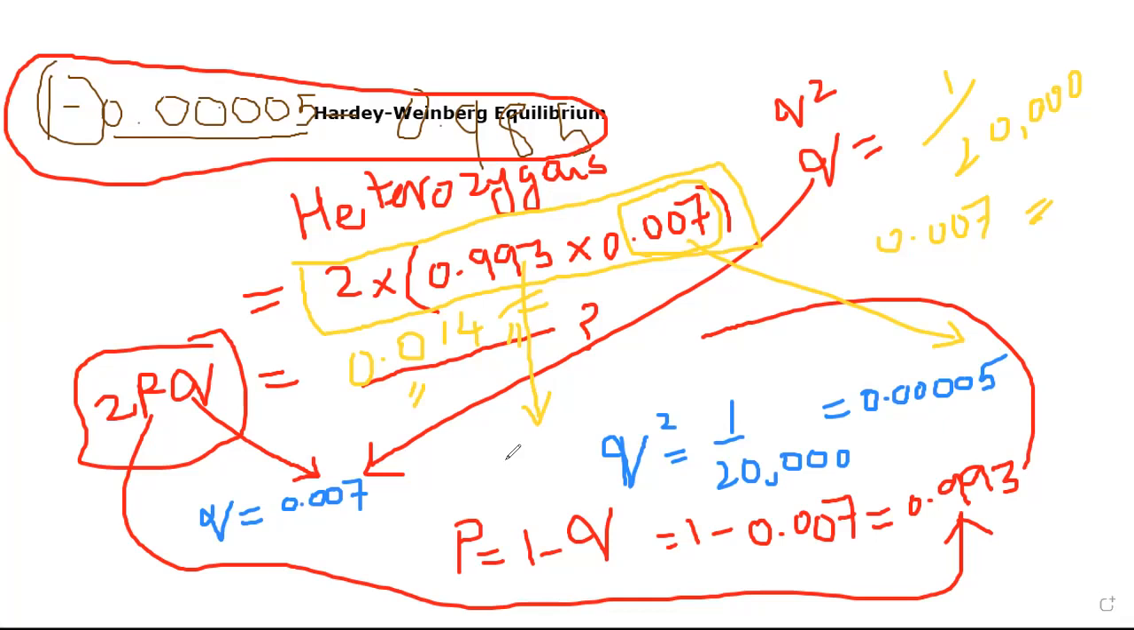Now this is called Hardy-Weinberg equilibrium. There are certain conditions which are required for the Hardy-Weinberg equilibrium. These conditions, if they are there, only then the Hardy-Weinberg equilibrium or equation is valid. Otherwise, it is not valid. It cannot work. First condition: there should be no genetic variation in the population, no genetic changes, no mutation.